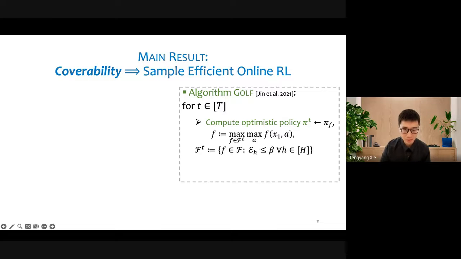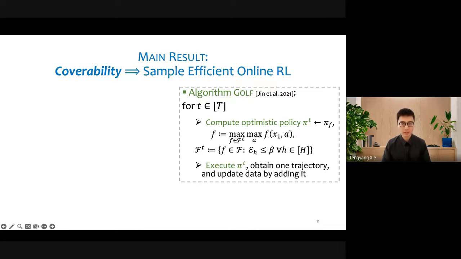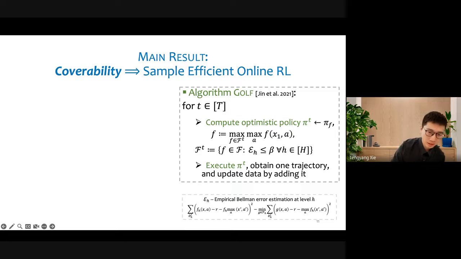That is, it builds a virtual space and then finds the most optimistic one based on its initial state. And therefore, GOLF runs such pi t, gets some new data, and returns to the compute optimistic policy part, and so on and so forth. Also note that in GOLF, they use the empirical Bellman error to construct this virtual space, or confidence set.